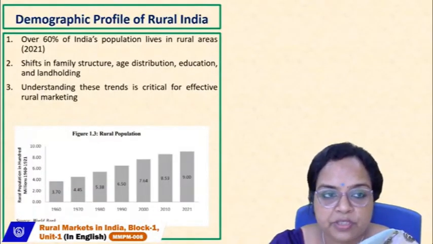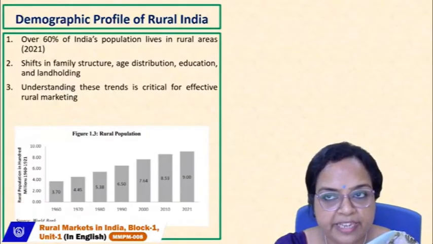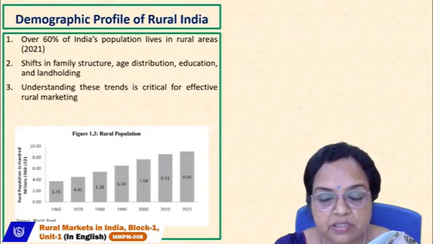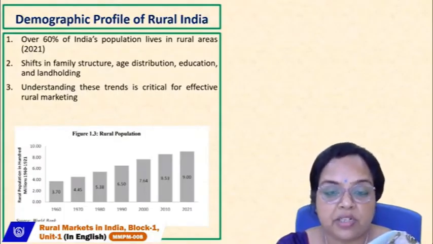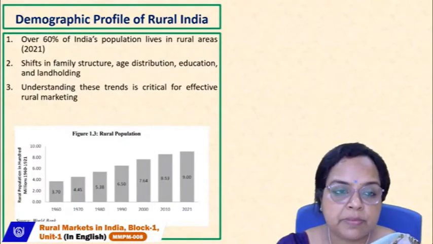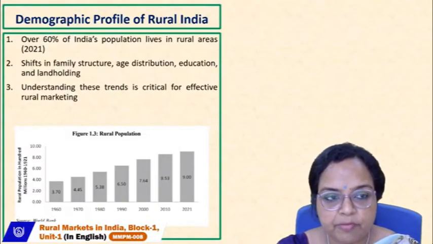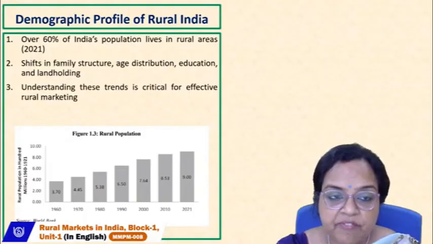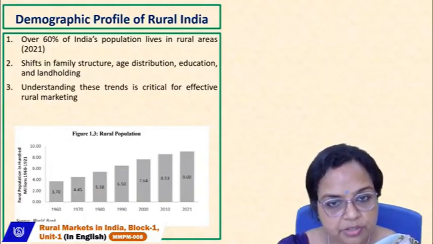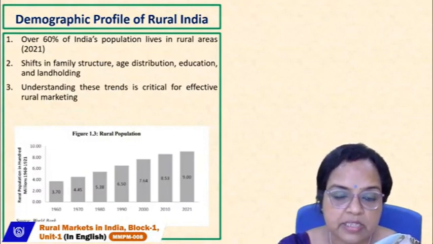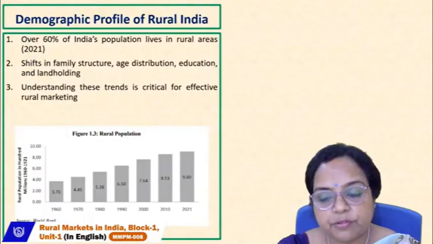After this, we are going to discuss the demographic profile of rural India. How they live, what is their way of living, what they consume, what is their educational background, what is their marital status. A marketer needs to understand this. Over 60% of India's population lives in rural areas as per the data of 2021. There is a shift in family structure, age distribution, education and land holding. Understanding these trends is critical for effective rural marketing.